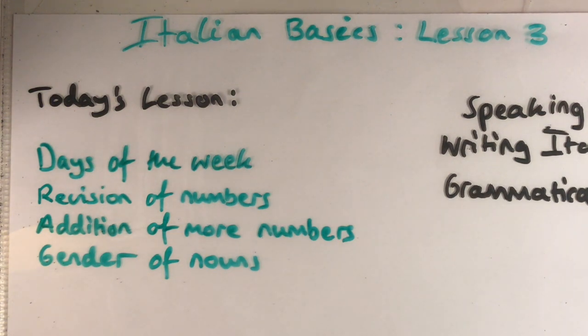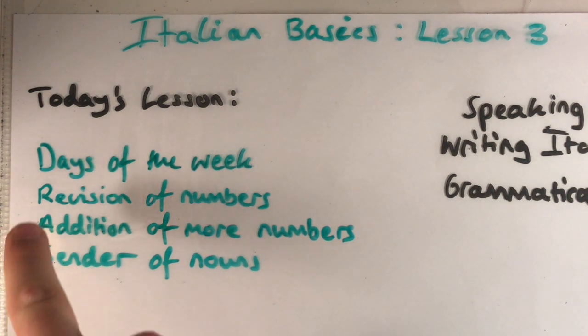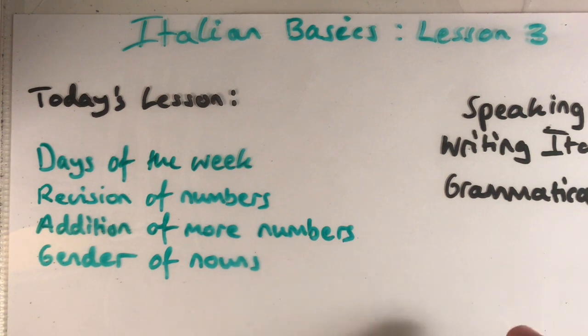So in today's lesson, lesson number 3 of this channel, we're going to be looking at days of the week. We're going to revise our numbers that we learned last lesson, so that's 1 to 20. And in this lesson as well, we're going to add some more numbers to that. So we're going to go from 20 to 40. We'll just go up in 20s, an easy amount to live with. And then today we're going to look at something a bit more complex. We're going to look at the gender of nouns, which I really briefly mentioned in my last lesson. So let's start off with revision of numbers.